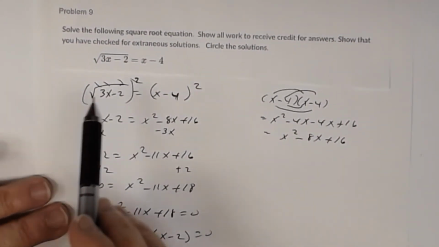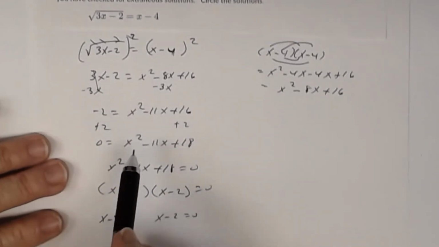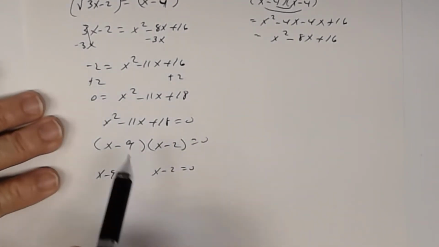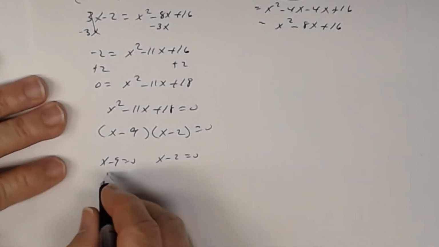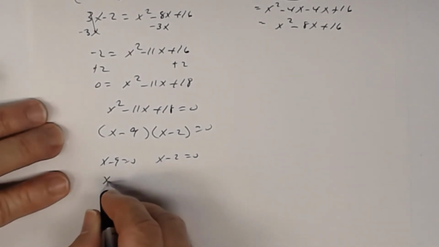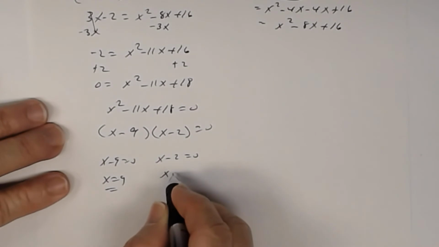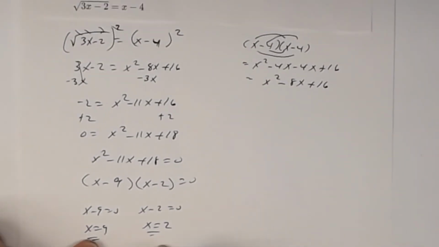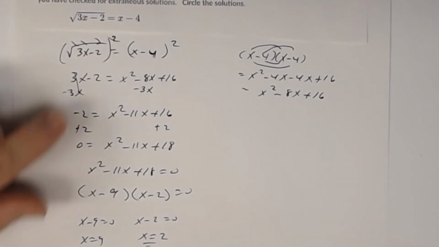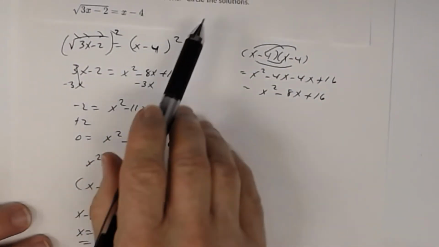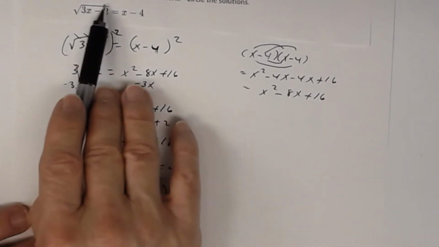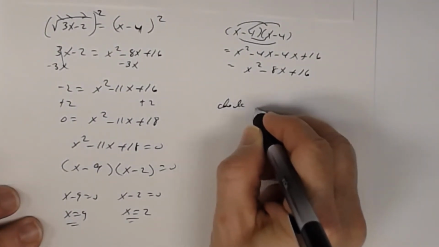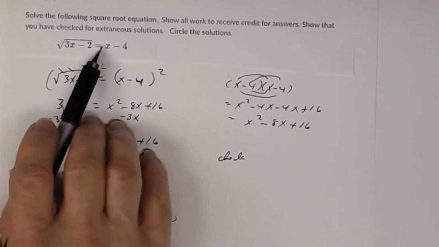And notice I went from a square root equation to a quadratic equation to two linear equations. So x minus 9 is equal to 0 when x is 9, and x minus 2 is equal to 0 when x is 2. Now those are your proposed solutions to the original. So you have to check. And so notice I said, show that you have checked. So let's check. You always go back to the original.